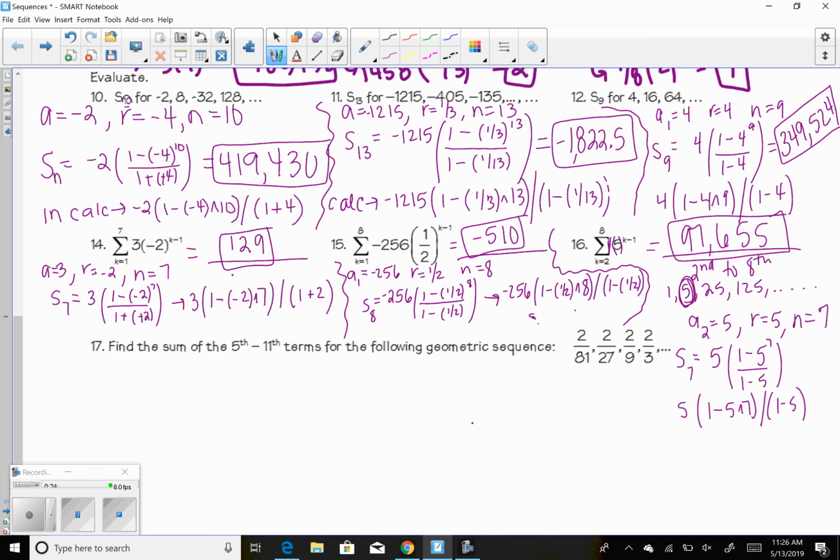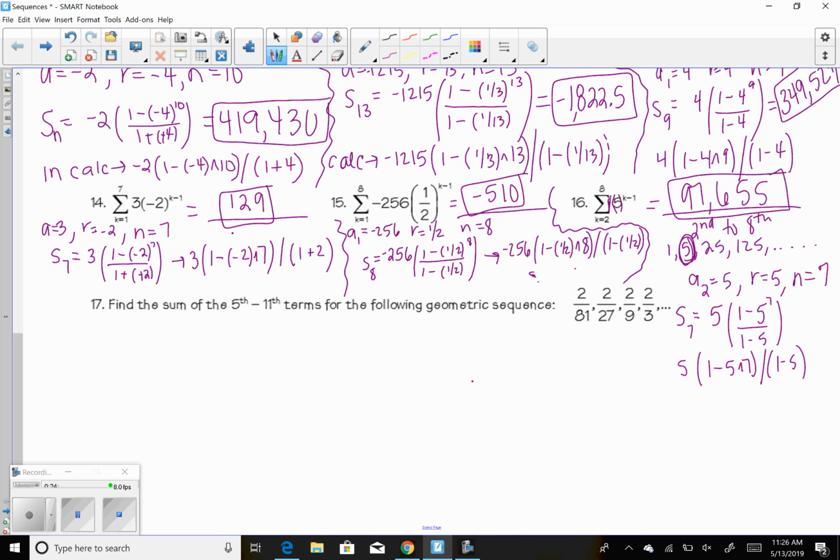All right, so 17 is the last one, and it says find the sum of the 5th to the 11th term. There you go, right there. So that is the summation, k equals 5 to 11. Start with the 5th term, go to the 11th. Okay, so I'm just going to write this out. I'm starting with 2 over 81. 2 over 81 is the first term, and I'm multiplying by something to the k, not n.